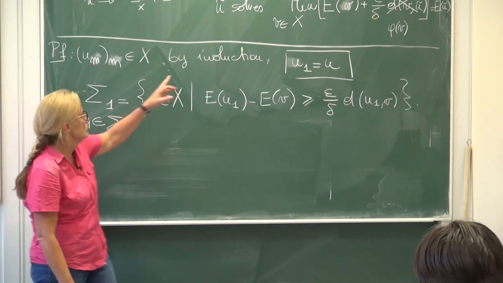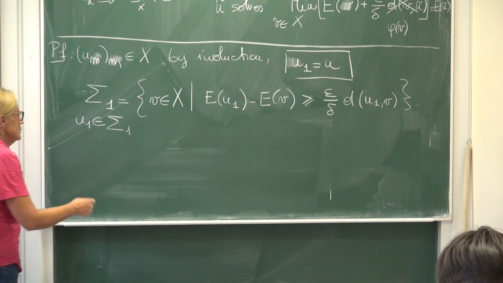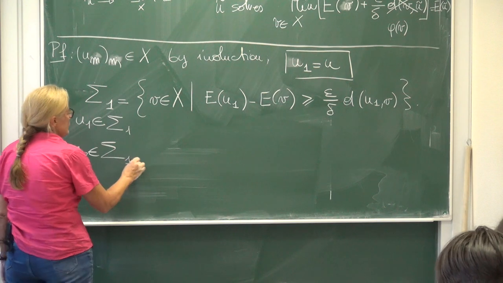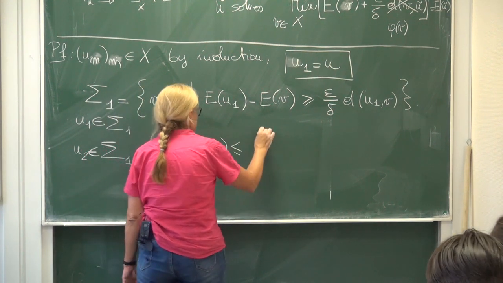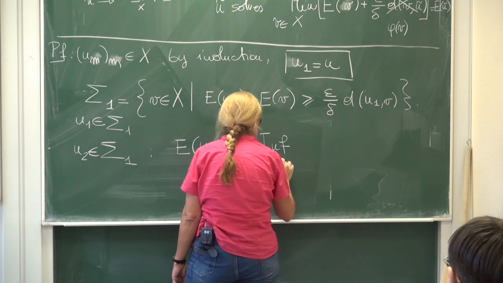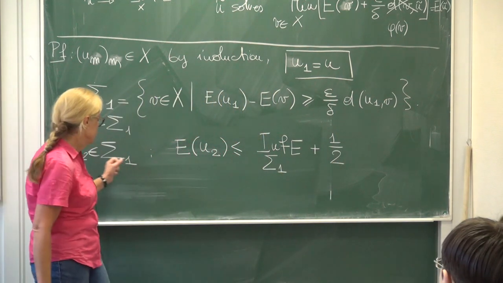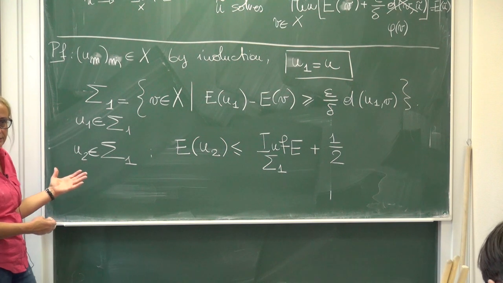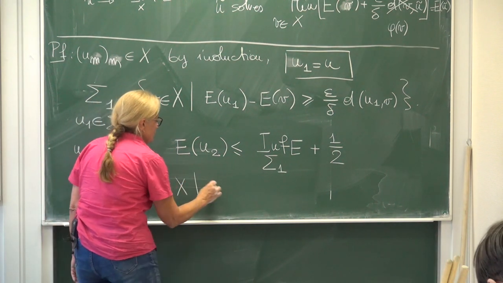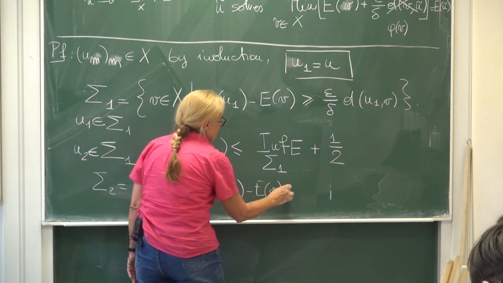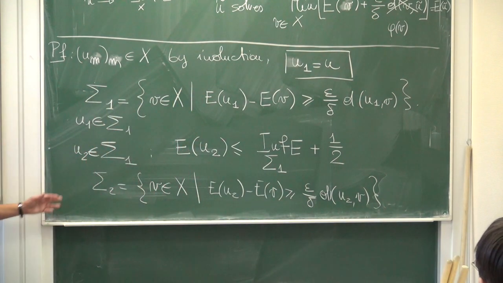Of course, for the definition by induction, I have to assume that U_m is defined. But let me say who is U2. U2 will be any point in sigma 1 such that E of U2 is smaller or equal than this infimum I, plus some error. So this is the second element. And then, of course, I have a second set, which is this one, and which is not empty, because U2 belongs to this set.